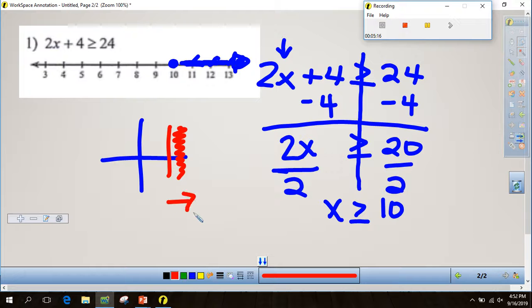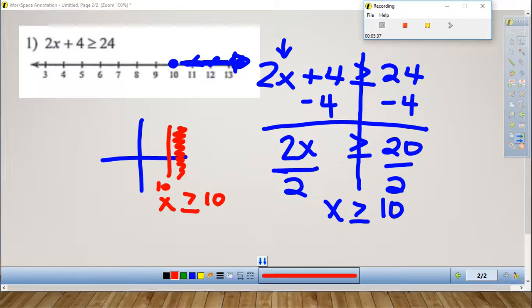Since the shading is going in that direction, you can always take away that middle part of your arrow, and that becomes your symbol. And since it's underlined in your problem, it's going to be underlined in your answer. Since this happened at 10, we would say x is greater than or equal to 10. So that's another way you can solve it inside of your calculator.